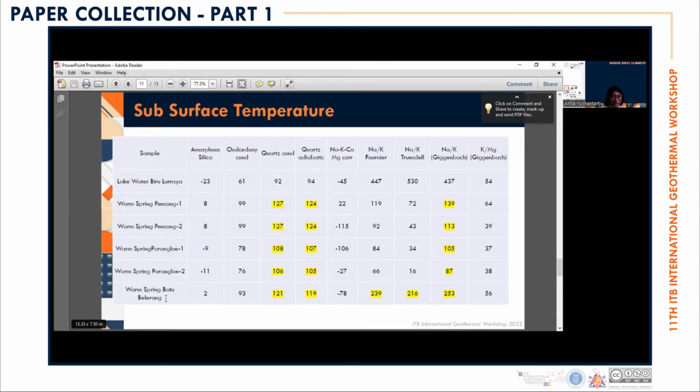If we try to reflect the shallow part of the reservoir temperature, maybe we can choose the silica geothermal thermometer. It is about 120 degrees Celsius, but it only reflects the temperature in the shallow part.